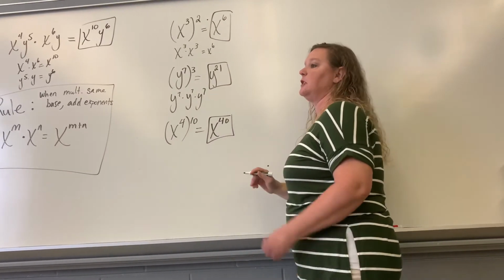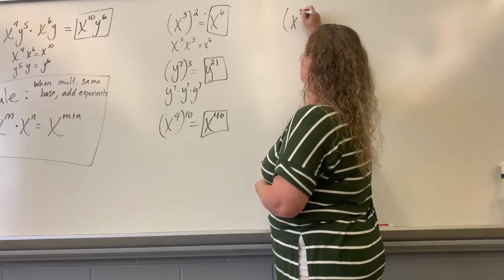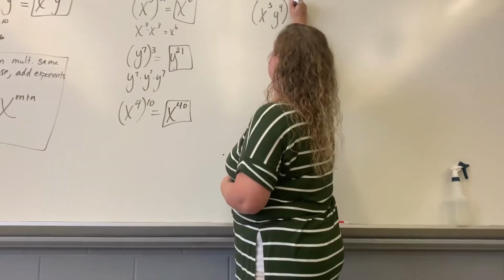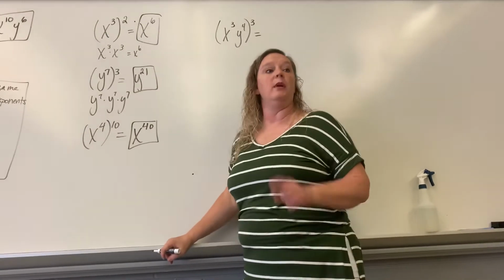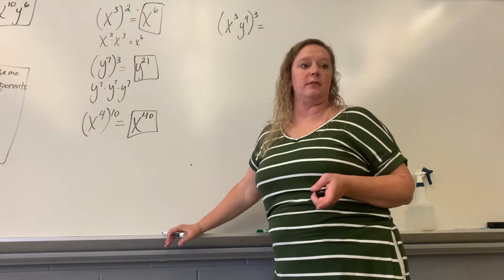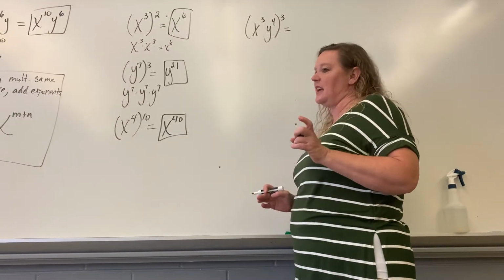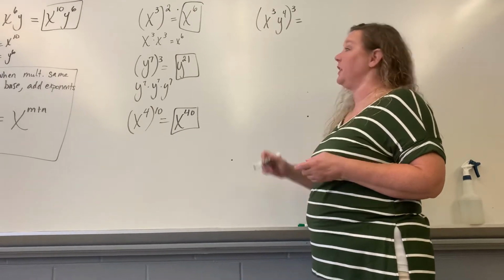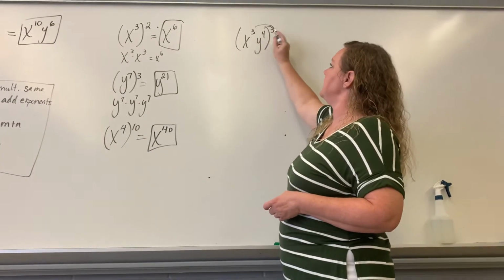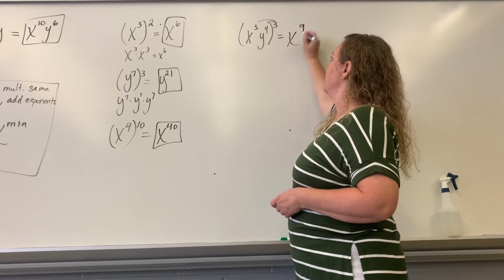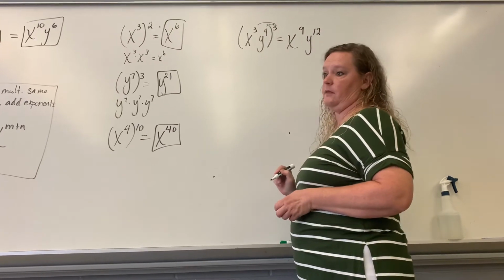Okay, what happens if I do more than one thing in the parentheses? So what if I have x to the 3rd, y to the 4th, all to the 3rd? You do every exponent times that 3 that's on the outside, okay? It kind of looks like distributive property. That's really sort of what you're doing here. You're taking this number and you're multiplying it times all the exponents. So what is 3 times 3? 9. And what is 4 times 3? And that's the answer there.